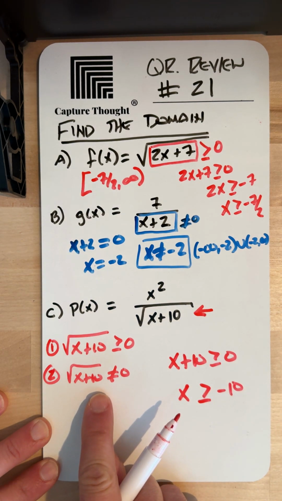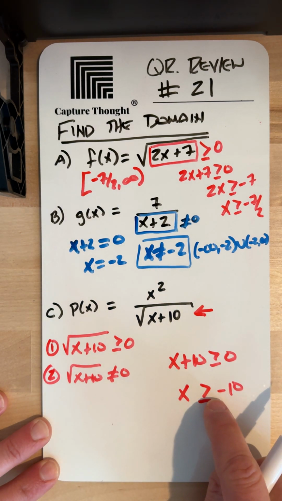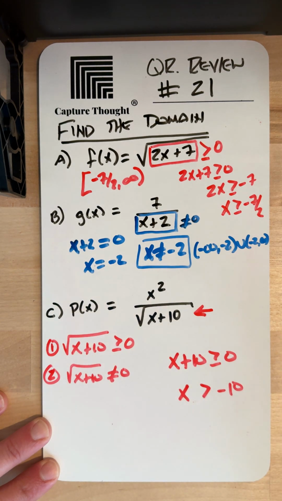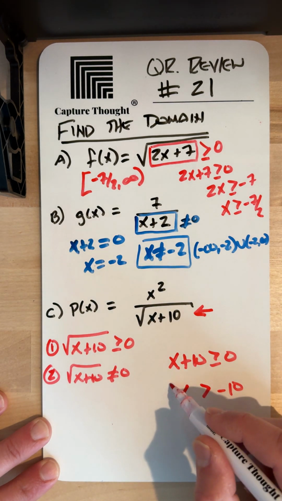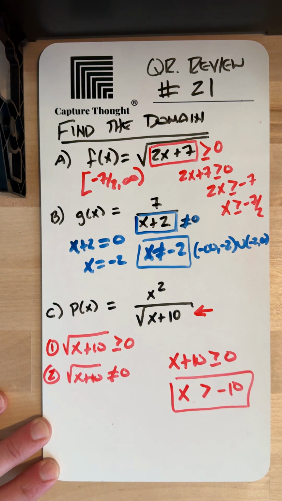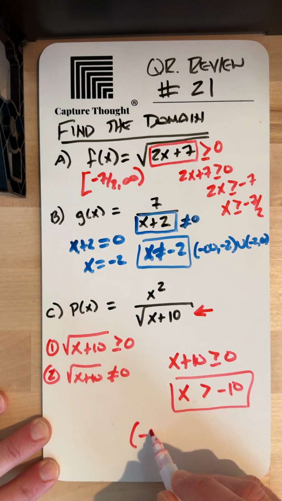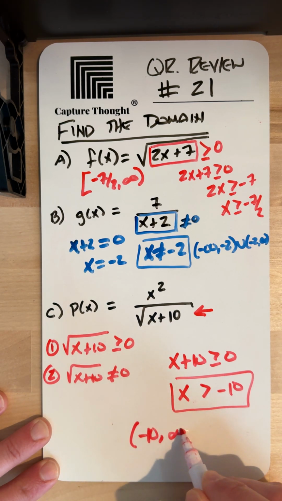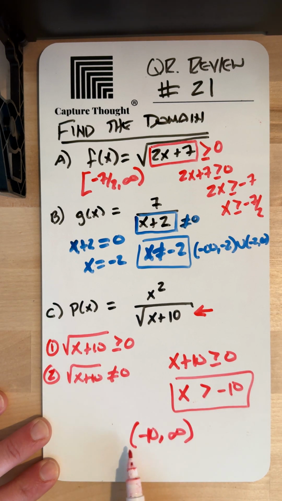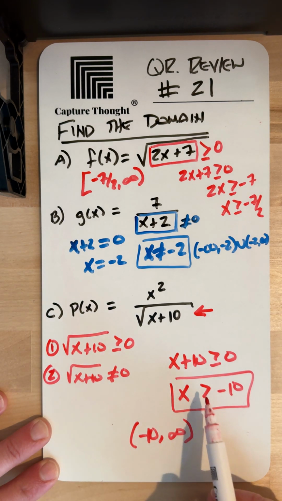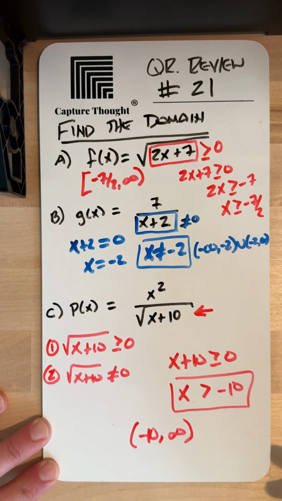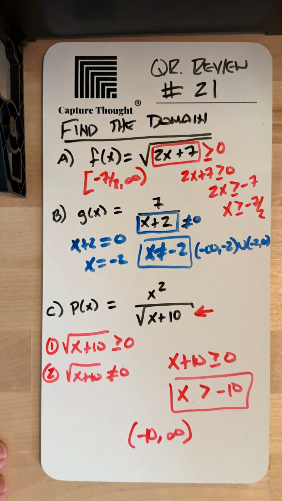But negative 10 actually makes this thing 0. So therefore, I actually have to remove the equal to sign. So the only answer that will work for us is x needs to be strictly greater than negative 10. Now that's your inequality notation. Your interval notation would look like this: negative 10 to positive infinity, and we would use parentheses on either side of that because we're taking away the equal to, because it's in the denominator and can never be 0. All right, that's how you do this problem.